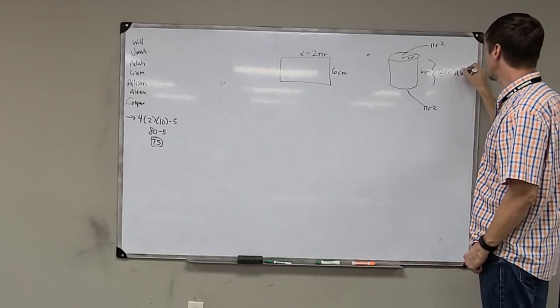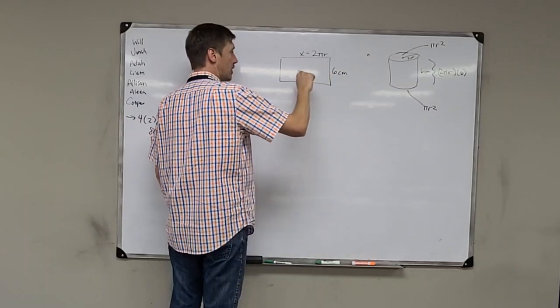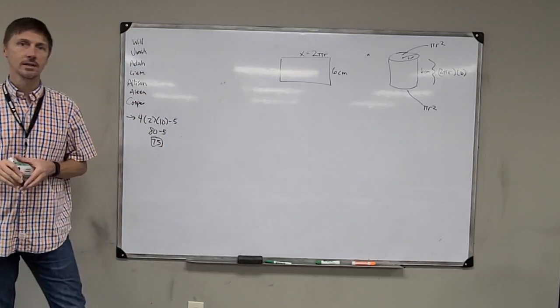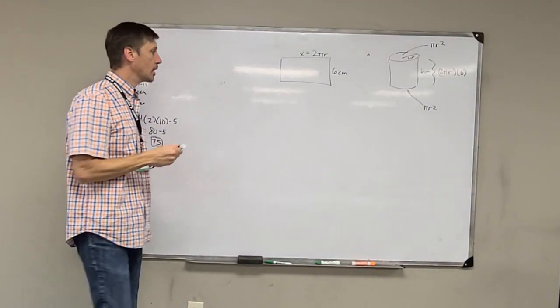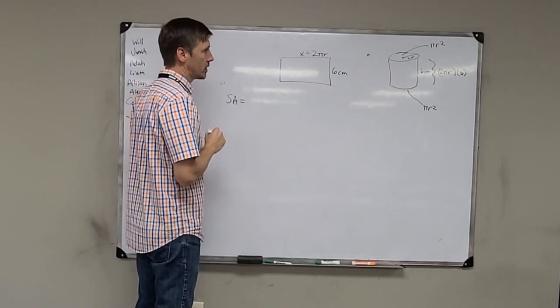times, in our case, 6. Because when you find the area of a rectangle, you take the length times the width. Length being 2 pi r and the width being 6. Yes? Yes, you may. So for surface area of this figure, that's what we're adding together. All of those things together.